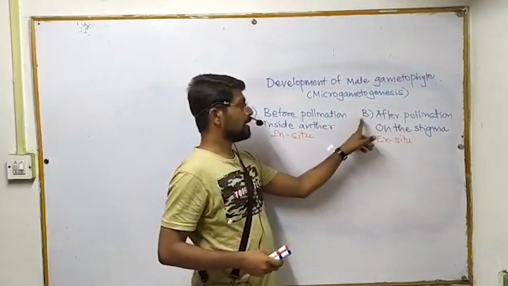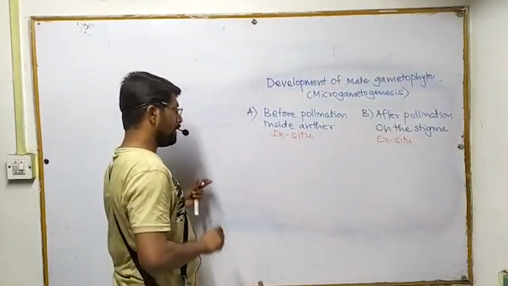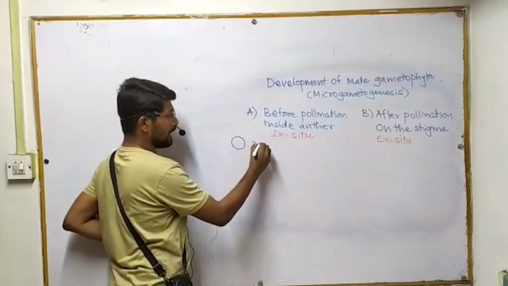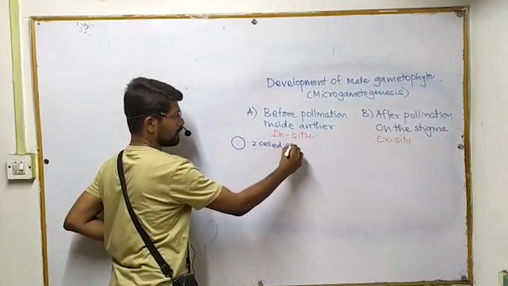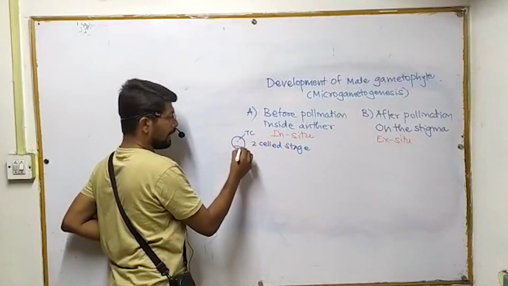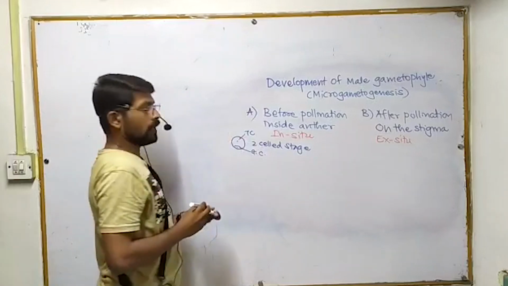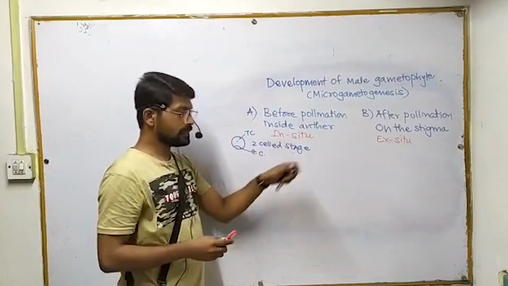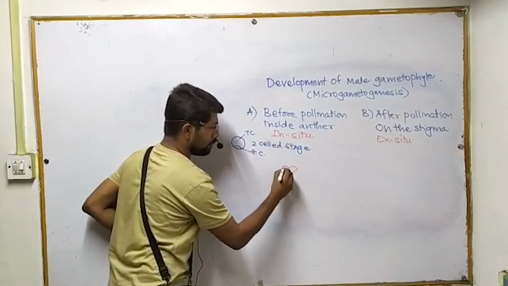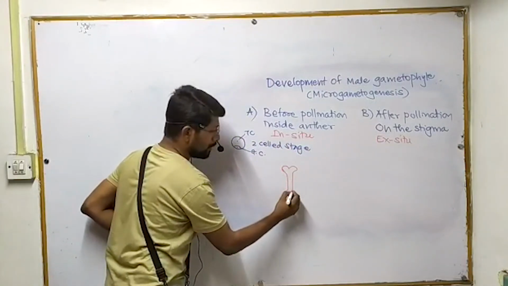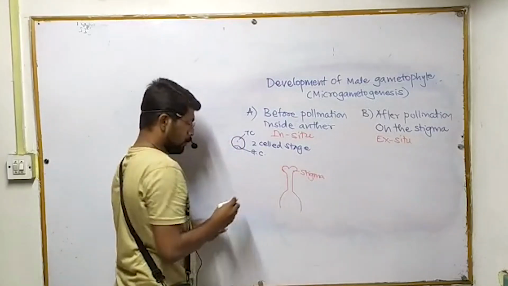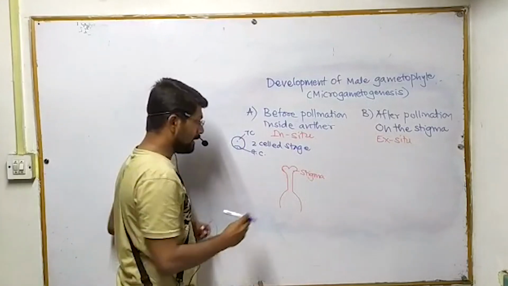The second step is after pollination on the stigma, when the angiospermic pollen, which is released from the anther at the two-celled stage, as we have discussed, shows the presence of a tube cell and a small generative cell. Now this two-celled stage pollen arrives at the carpel, at the communicating structure of the carpel, which is called the stigma, and the pollen settles down on the stigma.